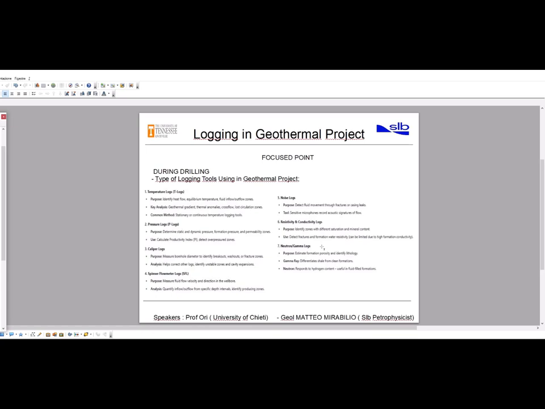Resistivity and conductivity logs, purpose: identify the zones with different saturation content. And we also have the neutron, gamma ray and gamma logs. We have different purposes. So the essential types of logs are the first two, temperature logs and pressure logs, and also the spinner flow logs. And the purpose is to measure fluid flow velocity and direction in the wellbore.